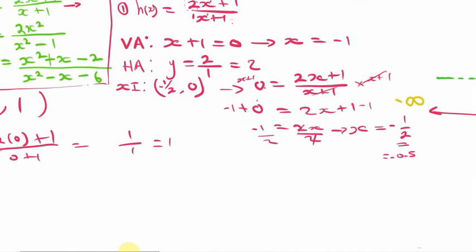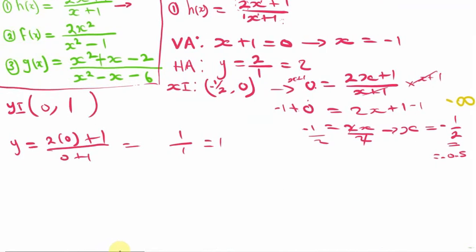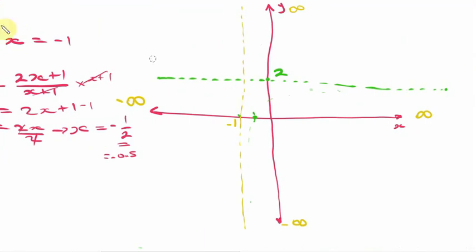Okay, y-intercept. When x is 0, the y-intercept is 1. So the y-intercept is right there. From here we can already see the graph. The graph should always approach the drawn asymptotes. So these 2 points are just telling us the graph is in this direction.